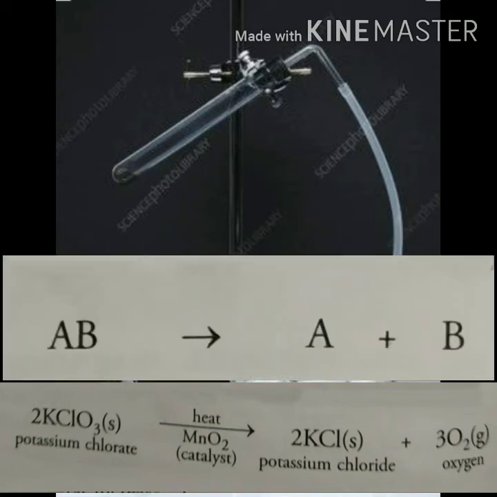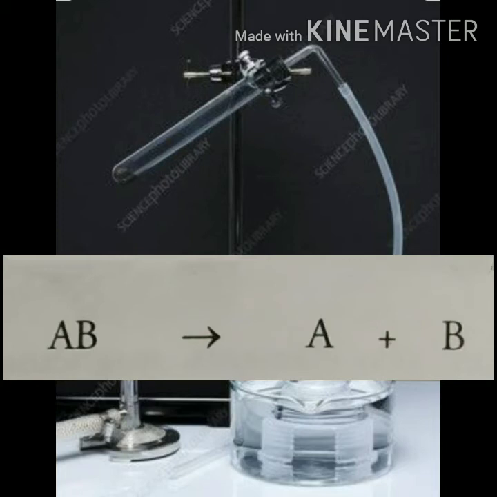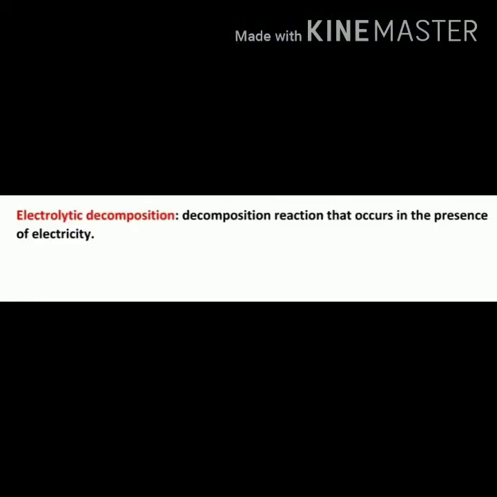Here KClO3 is AB, which decomposes to give KCl, that is A, and O2, that is B. So in a decomposition reaction, AB will give A plus B, and if heat is required, it is known as thermal decomposition. If decomposition reaction occurs in the presence of electricity, then such type of decomposition reaction is known as electrolytic decomposition or electrolysis. So let's see an example of electrolysis.